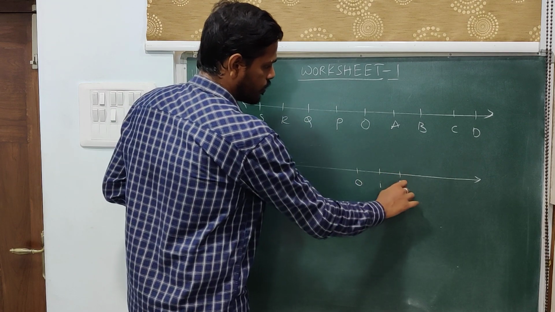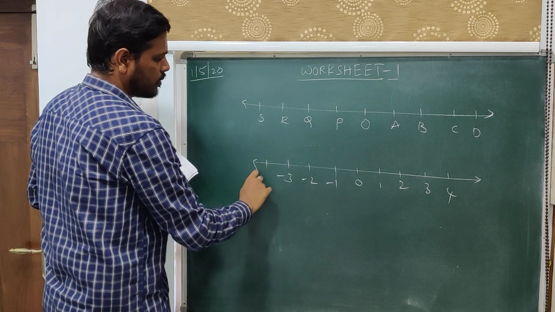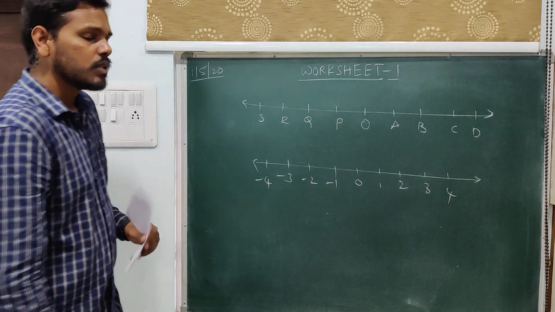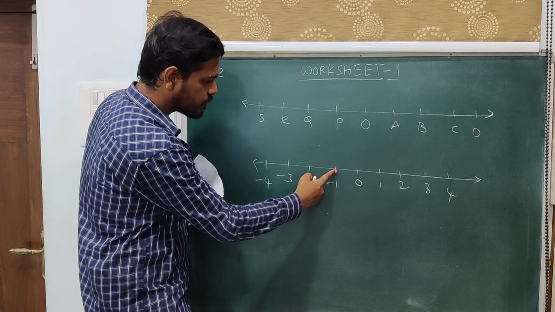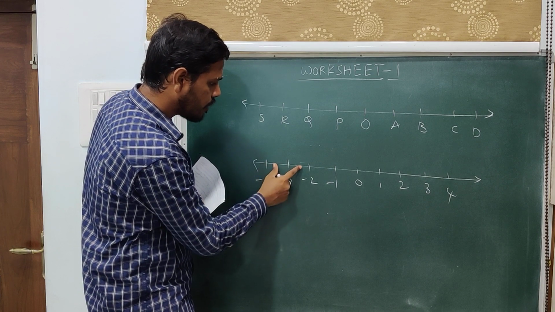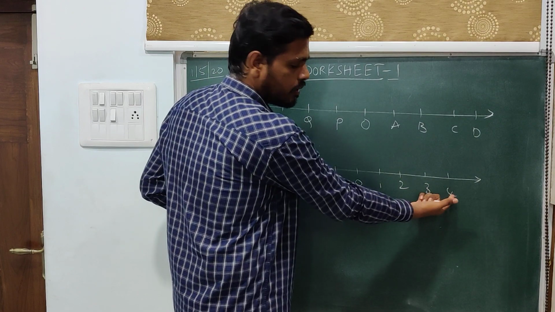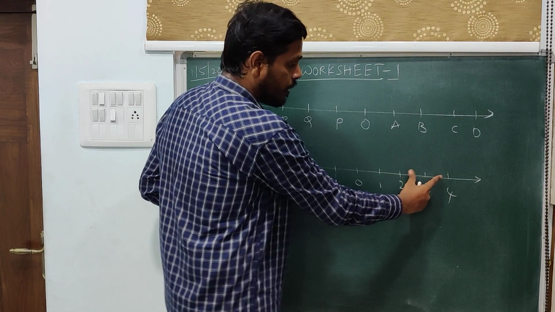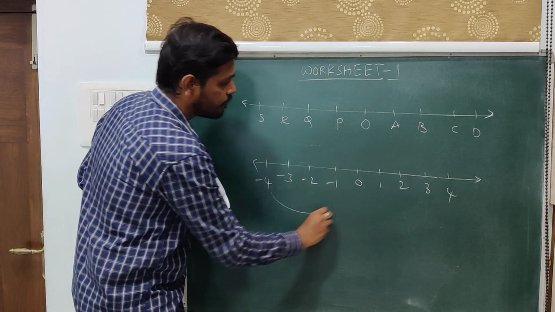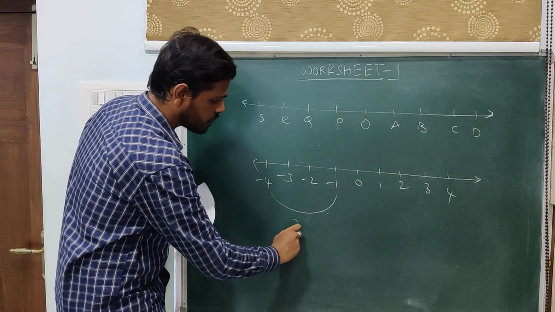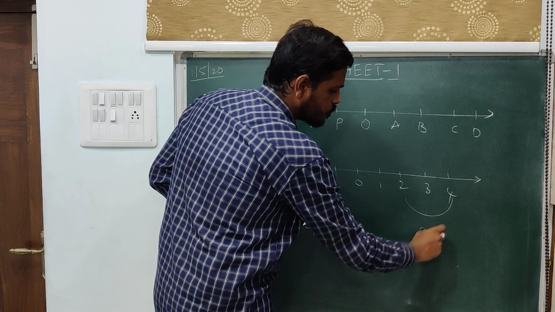So 0, 1, 2, 3, 4, minus 1, minus 2, minus 3, minus 4. Now suppose you look into the difference of minus 1 and minus 4. The difference between minus 1 and minus 4 is these three parts, or these three spaces. Or say 2 and 4. What is the difference? 4 minus 2, which is these two spaces. So the difference between minus 1 and minus 4 is 3 units, or 3 spaces. The difference between 2 and 4 is 2 spaces.